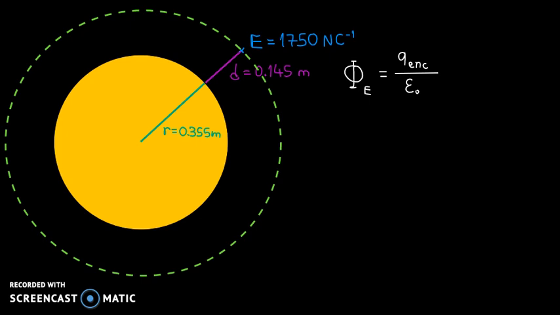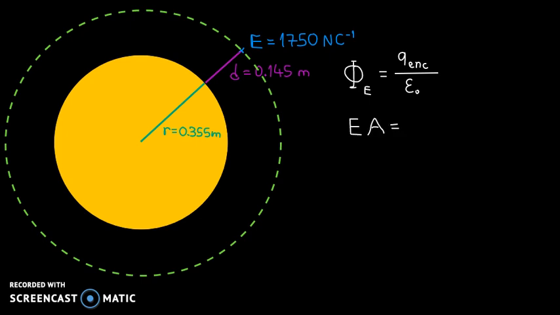Because the charge distribution is spherically symmetric and the Gaussian surface has a spherical shape, the electric field vector at any point on the Gaussian surface is perpendicular to the area element at that point. So the electric flux formula reduces to electric field magnitude times the area of the Gaussian surface, which is the area of a sphere.